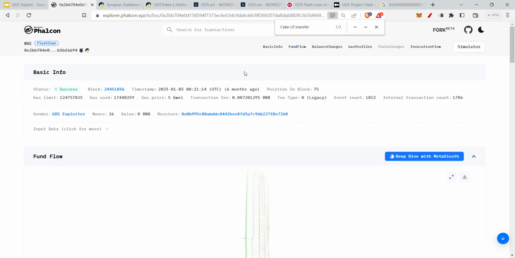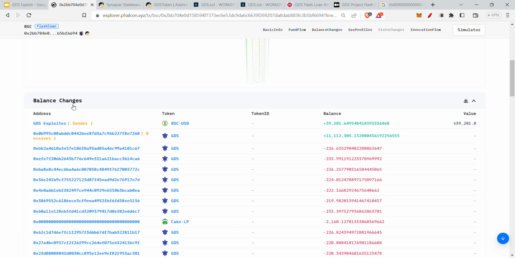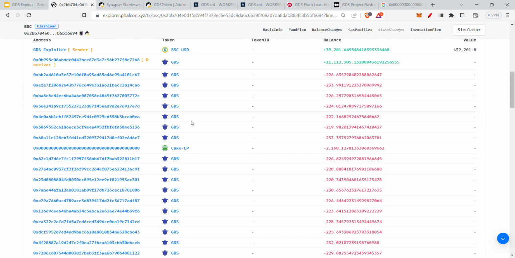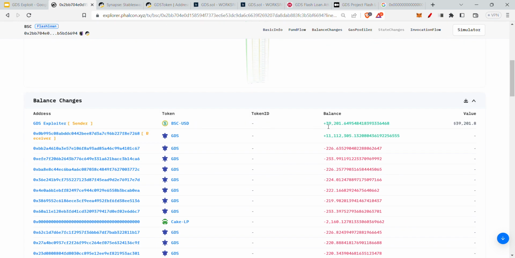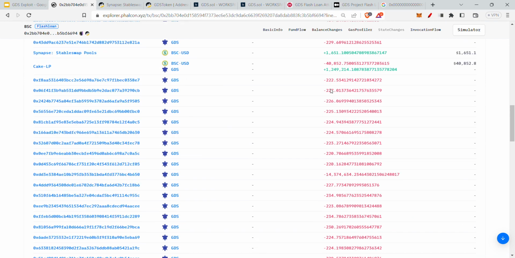Phalcon is a tool where you can actually check a lot of things. One is the basic info, things like block number, gas limit, gas used. One is the fund flow, so where does money go to? Next is the balance changes. In this case, 39,000 BSC USD and 11 million GDS. And then there's a lot of minus over here.